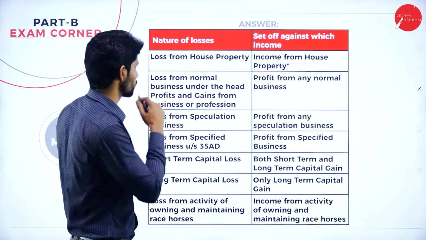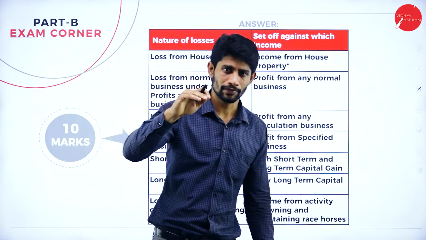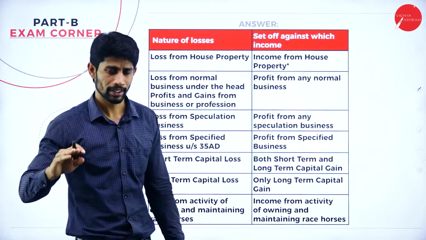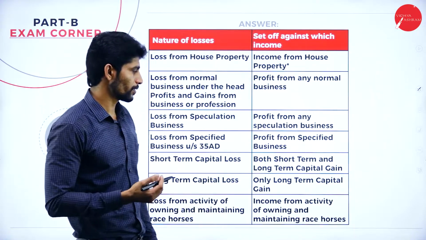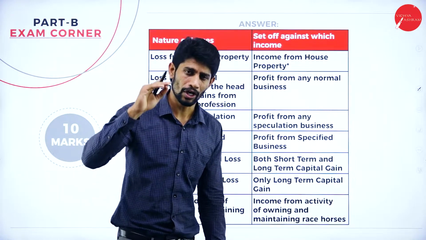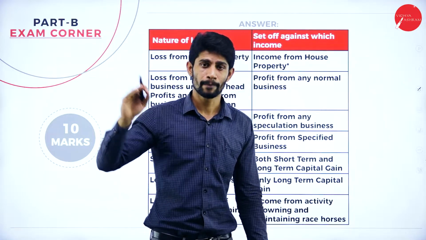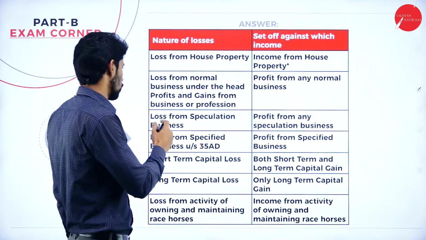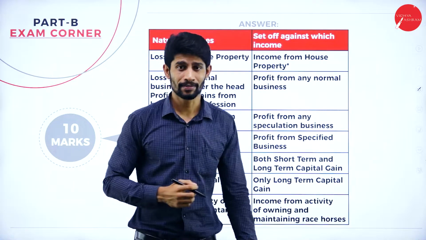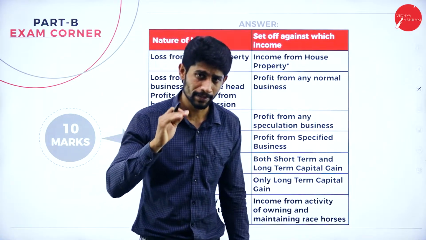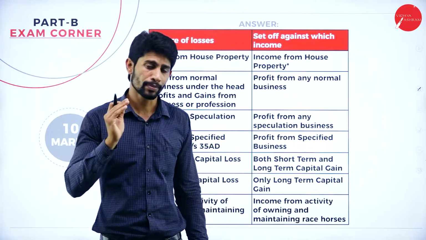See, for example, loss from house property. Yes, if there is any loss from house property, you have to set off the loss from house property income only, not under any other head of income. Next, loss from speculation business. With respect to loss from speculation business, you have to set off the loss from speculative profit only. Next, loss from specified business under section 35AD. Loss from specified business is supposed to be set off against profit from specified business.